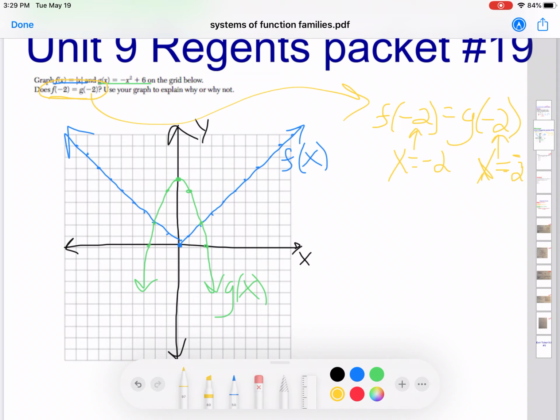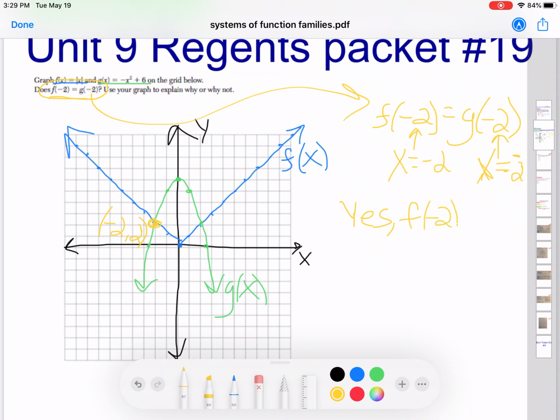If we come over to our graph here at x equals negative 2, we notice something interesting happening. Both graphs go through the point negative 2, comma 2. That was one of their points of intersection. So if we are asked the question, does f of negative 2 equal g of negative 2, we would say yes.